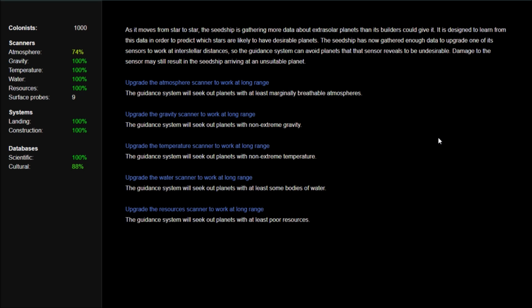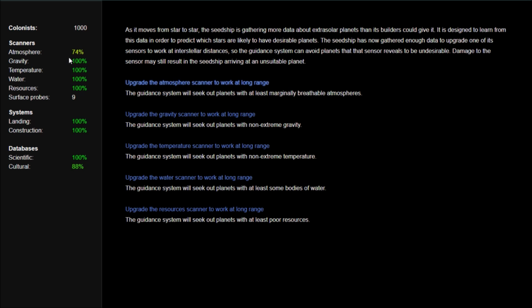As it moves from star to star, the seed ship is gathering more data about extrasolar planets than its builders could give it. It's designed to learn from this data in order to predict which stars are likely to have desirable planets. Seedship has now gathered enough data to upgrade one of its sensors to work at interstellar distances, so the guidance system can avoid planets that the sensor reveals to be undesirable. Damage to the sensors may still result in the seedship arriving at an unsuitable planet. So what do we want? Do we want to upgrade the atmosphere scanner, the gravity scanner, the temperature scanner, water scanner, or resources scanner?